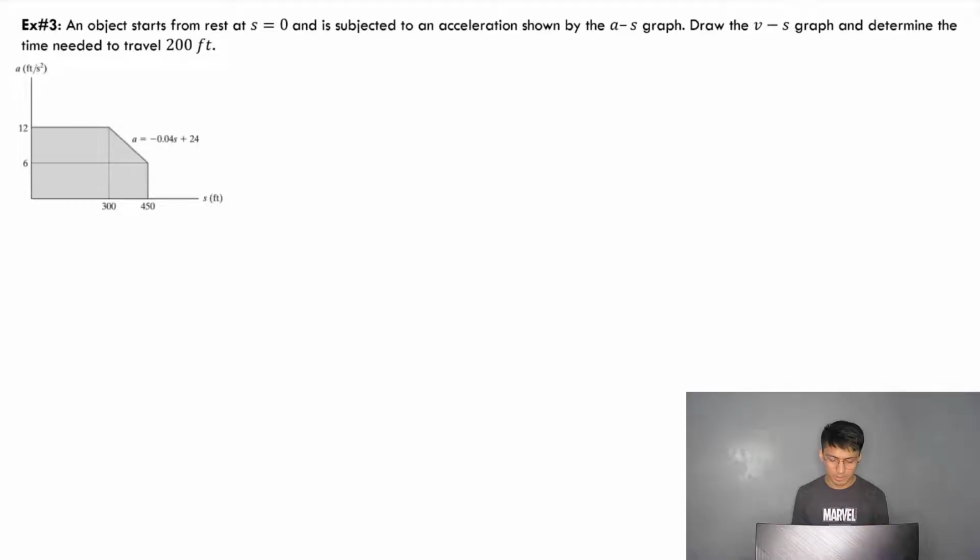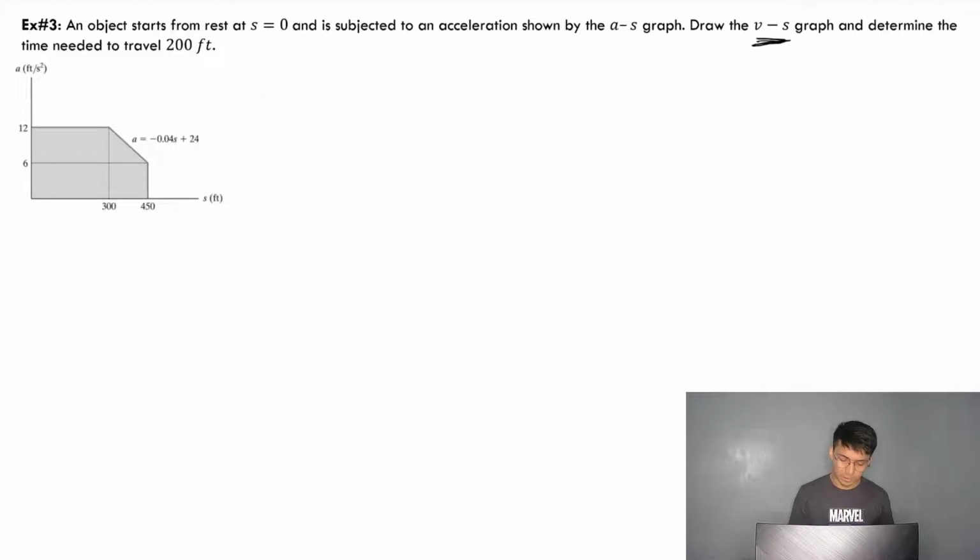For example number 3, an object starts from rest at s is equal to 0 and is subjected to an acceleration shown by the AS graph. So in this problem, ang ating pinag-usapan na is about AS and VS graph. Okay? So, draw the VS graph. VS graph ang ating gagawin. And determine the time needed to travel 200 feet. Okay.